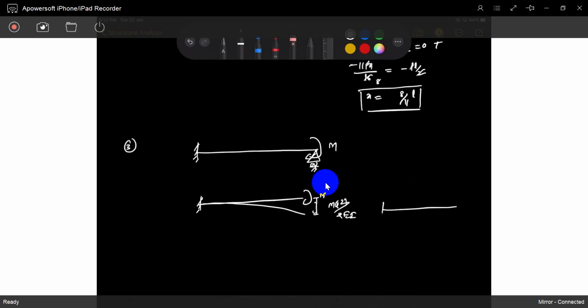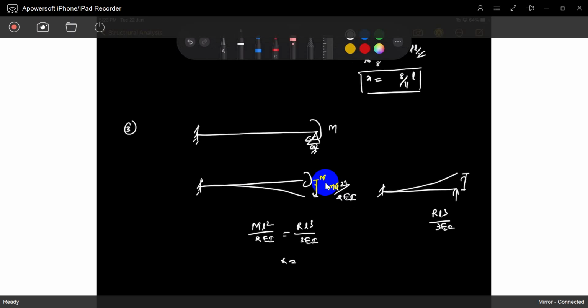And the same thing: apply a reaction. It will go by this. So what is this? RL cube by 3A. So equate it: ML square by 2A is equal to RL cube by 3A. So what is R? L square cancels, 3A cancels, 3 by 2 of M. Also L is there. So it has 3 by 2 M by L.